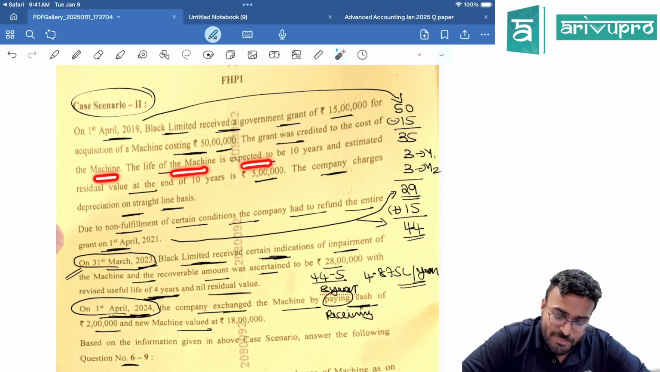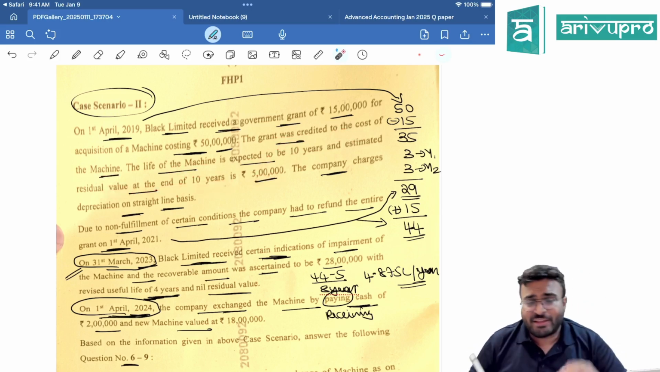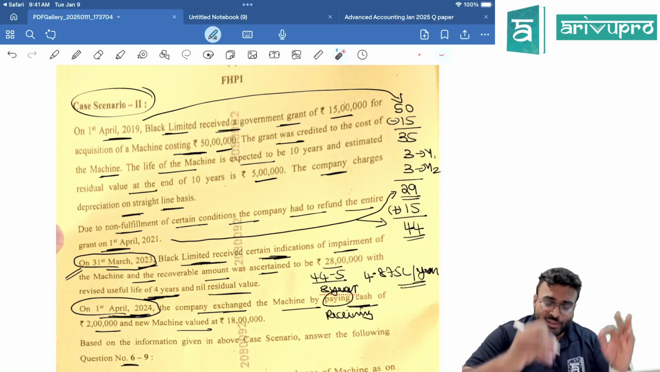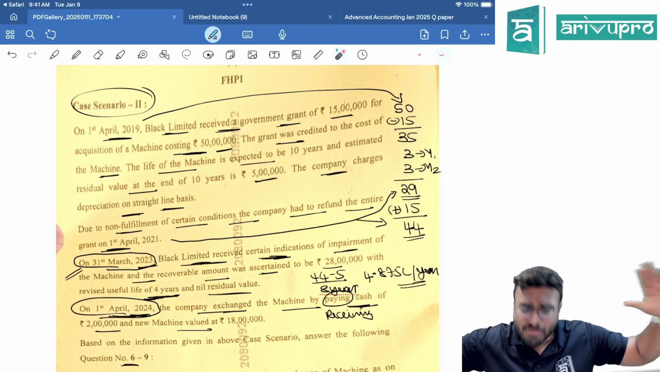Life of the machine is expected to be 10 years and estimated residual value at the end of 10 years is 5 lakhs. Company charges depreciation on straight line basis. Everything is going smooth. Okay.